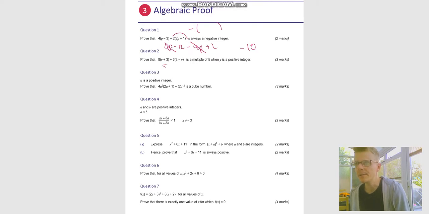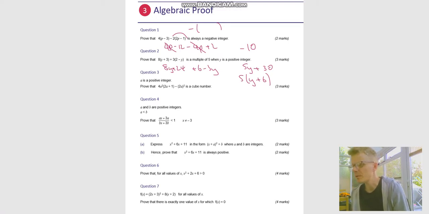Okay. Prove that this is always a multiple of 5 when y is a positive integer. So again, just get into it. 8y plus 24 plus 6 minus 3y. So 8y minus 3y is 5y plus 30. And then just to finish, factorize. So we can say that 5 times anything is a multiple of 5.